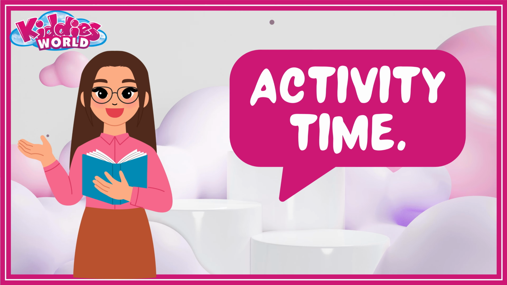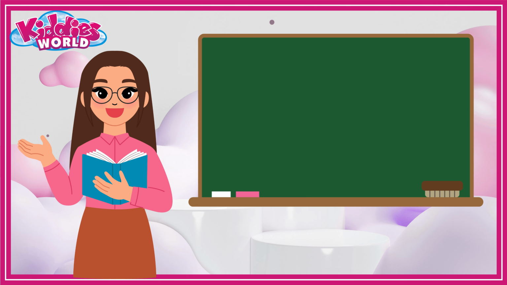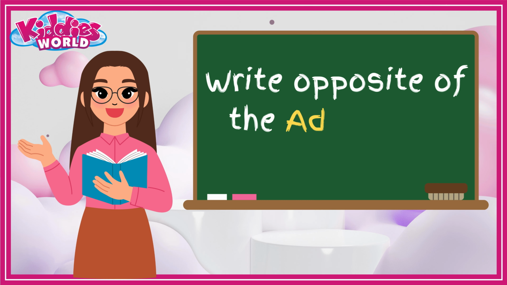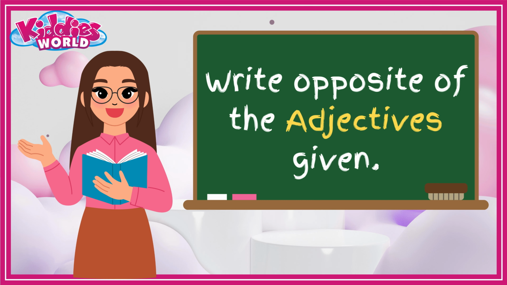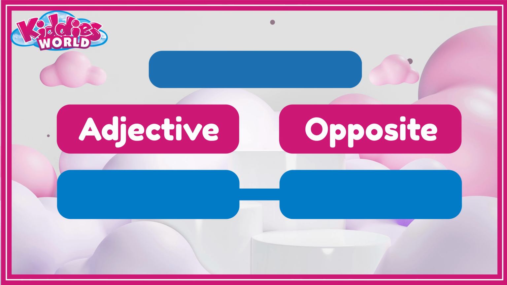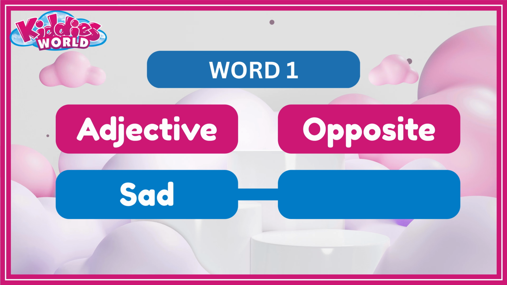Activity time. Let's do this activity together. Let's play a quick game with adjectives and their opposites. Word 1. Sad. If someone is sad, what's the opposite? Yes, you got it. Happy. Word 2. Bright. If something is bright, the opposite is? Correct. Dark.